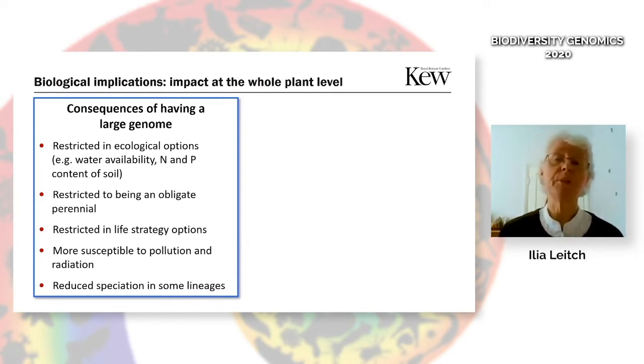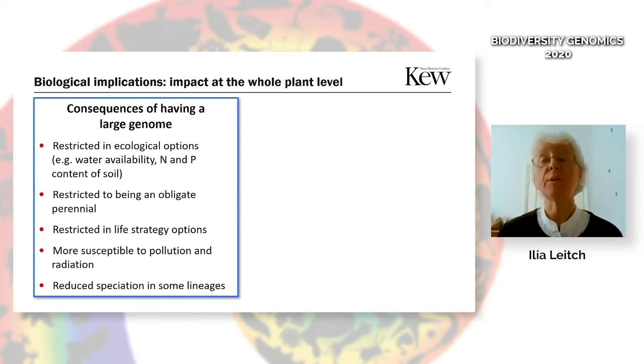So I've just shown you, for example, how having a bigger genome can restrict your ecological options in terms of the ability to compete in water-stressed environments, but other studies also suggest that in soils with low levels of nitrogen and phosphorus, here also species with big genomes appear to be excluded. They're not able to compete successfully. And then other studies suggest that species with big genomes are restricted to being obligate perennials. Because of that relationship between genome size and cell cycle time, they're simply not able to grow quickly enough to complete all their cell divisions within a year to be an annual, and they are restricted to being obligate perennials.